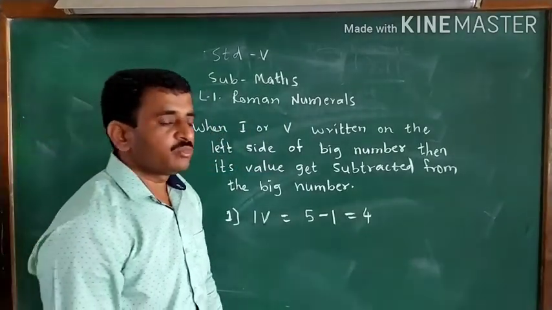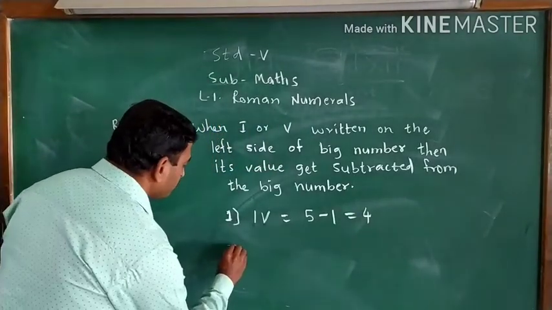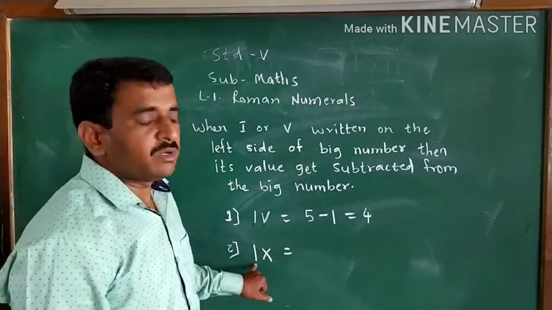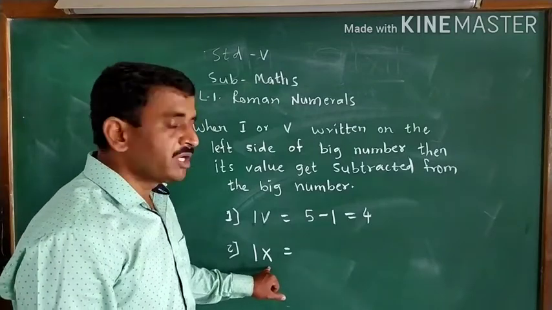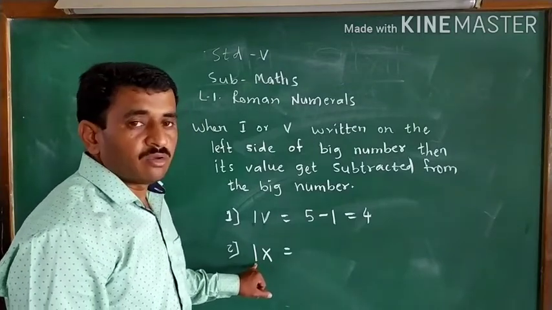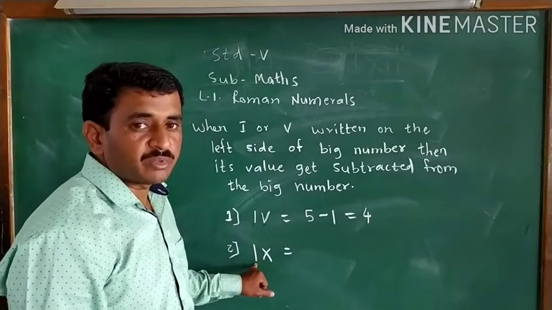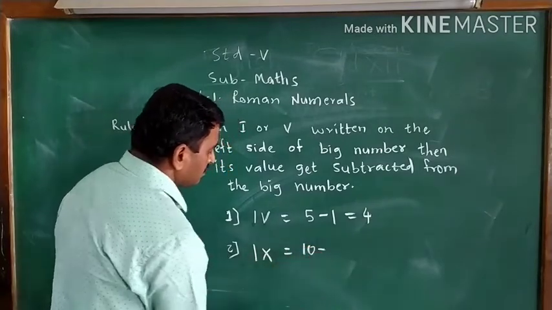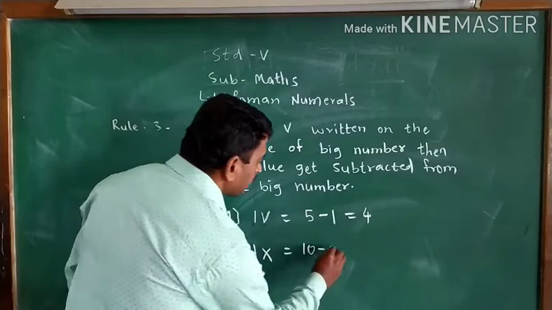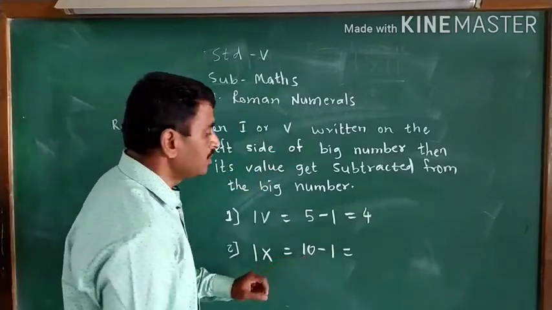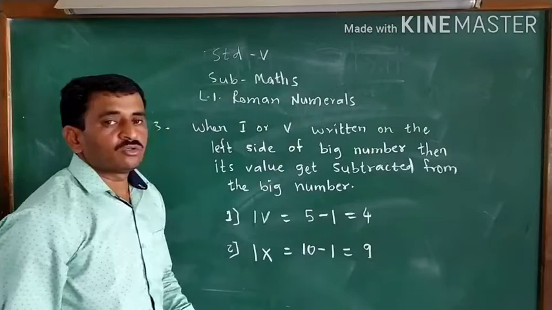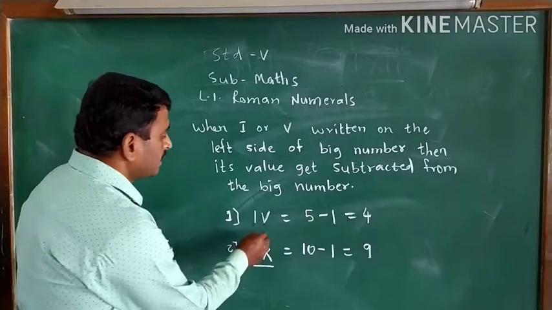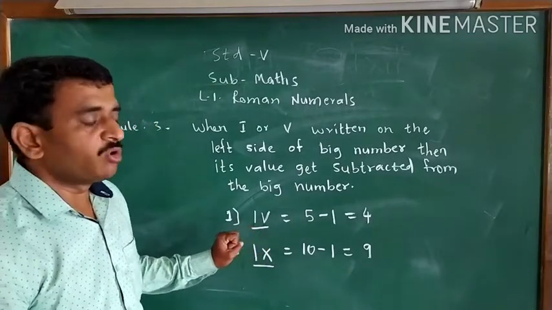We take another example of 9. Now see, I is placed on the left side of this bigger number 10. So this value of I gets subtracted from the big number. So value of X is 10. Then value of I is 1 gets subtracted from this bigger number and we get 9. So to display the 9 we use this symbol. To display the 4 we use this symbol.